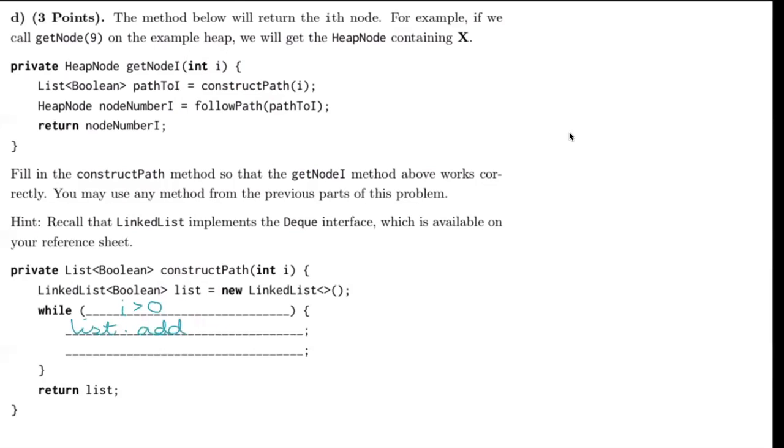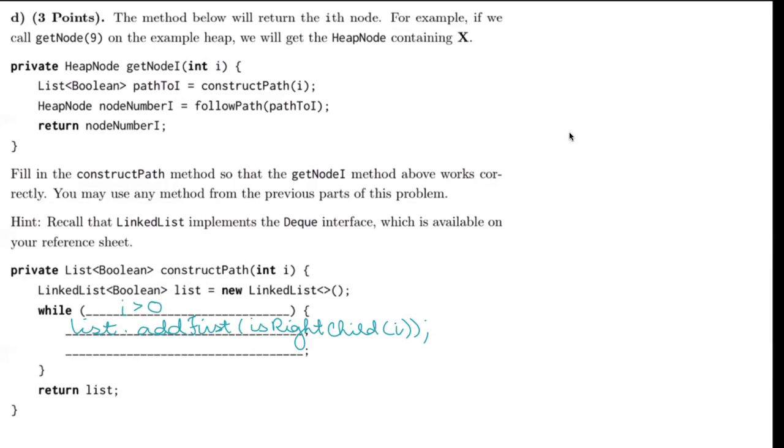So if we add isRightChild, we can do add first, because we want to add to the front of the list. So if we do isRightChild called on I, then whenever we have a right child, we will be adding true to our list. Whenever we have a left child, we'll be adding false to our list. And so we'll be able to get that Boolean path that we wanted.